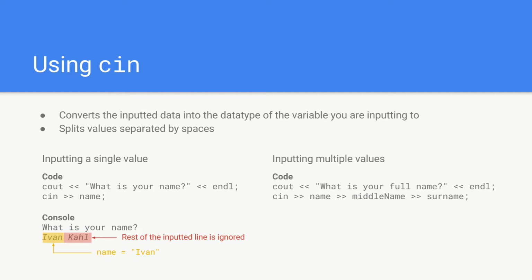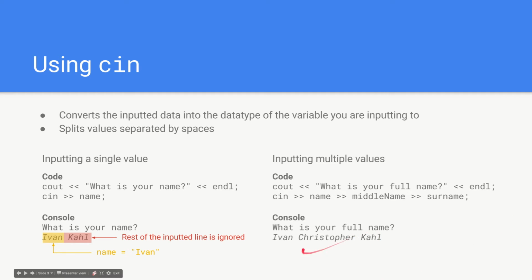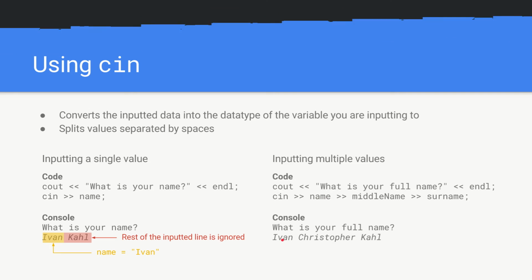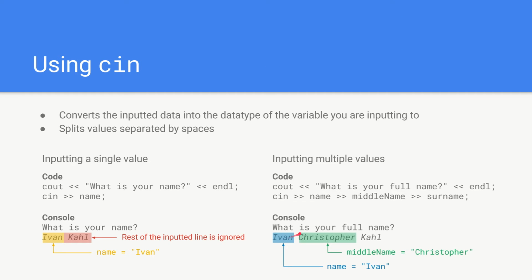So if we look at our console, it would prompt us, obviously, and then we'd enter in our full name. So as we know, cin splits the line up by white spaces, so we'd have each value, we'd have this value, Christopher, and this value, Carl. So it splits up the line by white spaces and then assigns each value to the respective variable. So if you look, we have name first, so name should be equal to Ivan. Middle name will be equal to Christopher, and surname will be equal to Carl.